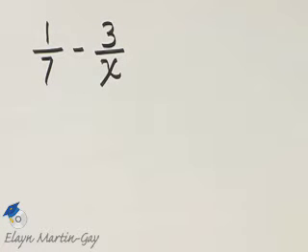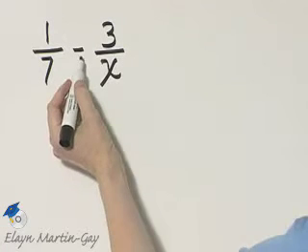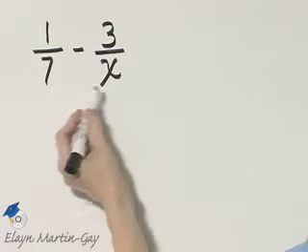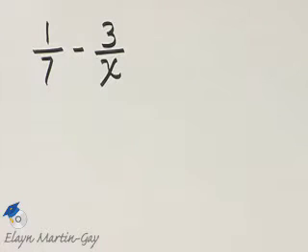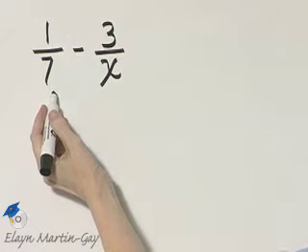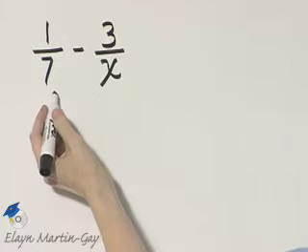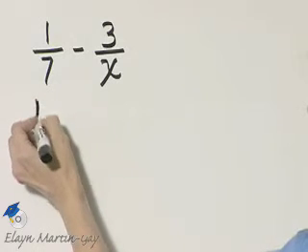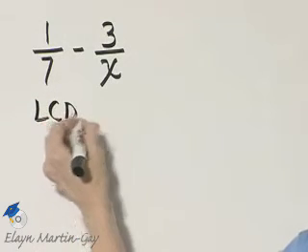Let's subtract these two fractions. Here again, our operation is subtraction, and notice we do not have the same denominators, so we must first take a step and write each fraction as an equivalent fraction, but with the same denominator. The denominator we'll use is the least common denominator.